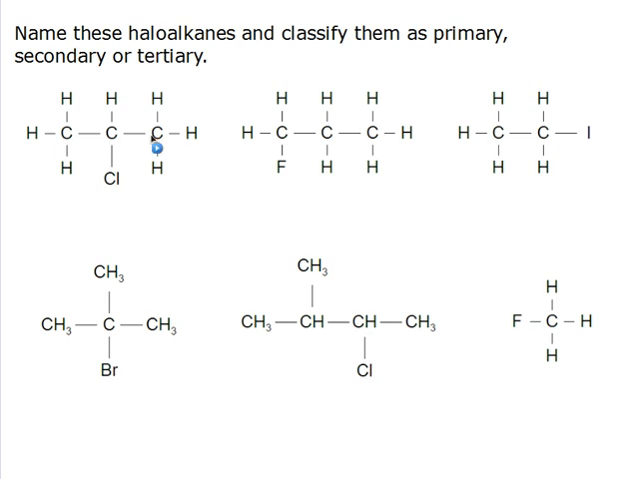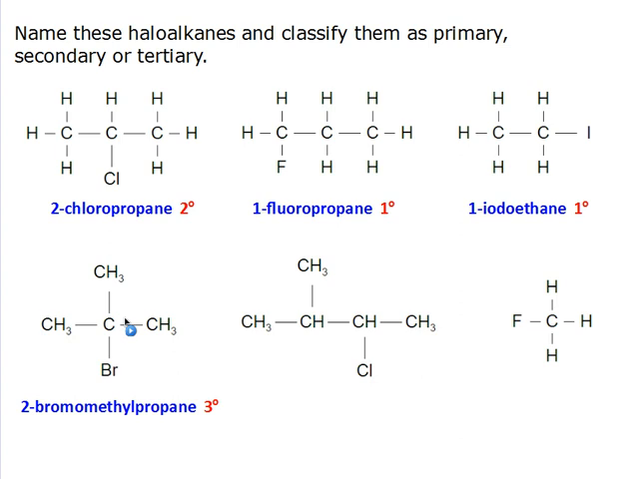So for the first structure, we've got 2-chloropropane. That carbon is bonded to just 1 hydrogen directly, so it's a secondary haloalkane. The structure here is 1-fluoropropane, and it's primary. 1-iodoethane, primary. 2-bromo-2-methylpropane, and it's tertiary because the carbon with the halogen attached is bonded to no hydrogen atoms. That's how we identify it.